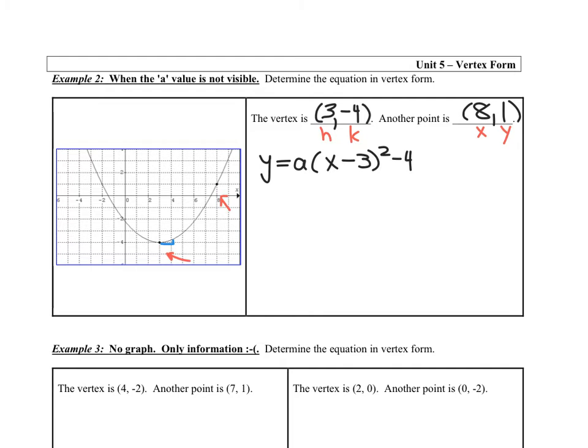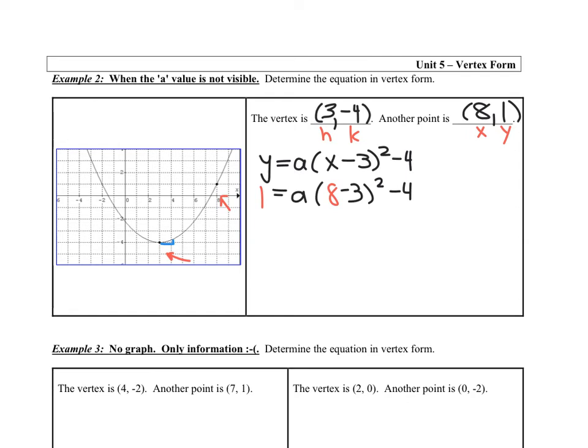So what I'm going to do, I'm going to replace the x value with the 8 and the y value with the 1. So 1 equals a bracket 8 minus 3 squared minus 4. And now we just have one variable left, the a, and I can isolate for that. I'm just going to solve for a. Please be careful here. There are lots of common mistakes that I see.